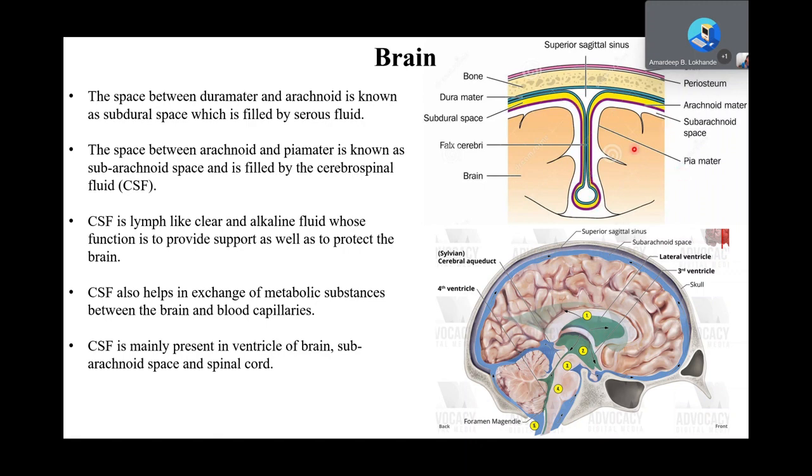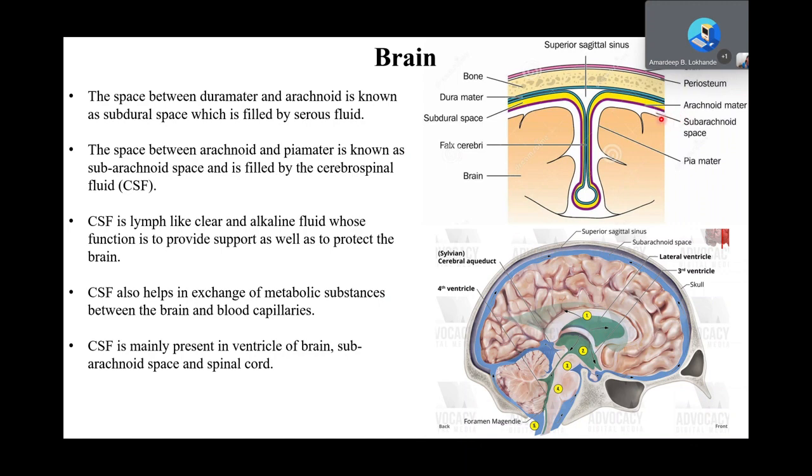And then very internal to that, you have the pia mater. Among the spaces between the two layers, you have spaces which are filled with fluids. If it is between the dura mater and the arachnoid, this is called the subdural space, which is filled with serous fluid. And the space between the inner layers, the arachnoid and pia mater, is called the subarachnoid space.